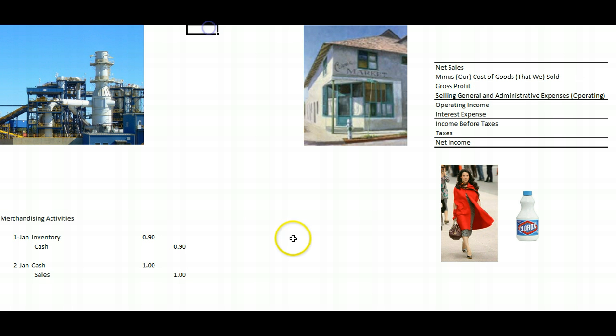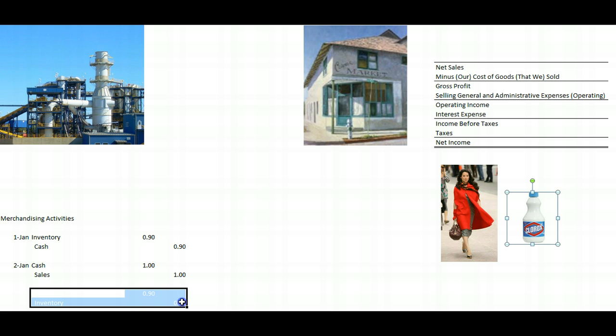Now if we're in the perpetual inventory system, we also perpetually update our inventory. So what's happened to this bottle of bleach is it has come out of our inventory and gone home with our customer. So we're going to have to book that decrease in our inventory account. So what we do is we credit inventory for 90 cents. That's what that bottle of bleach cost us. And we debit cost of goods sold for 90 cents. Cost of goods sold is an expense account. Expenses are debits, expenses are debits, expenses are debits. So it makes sense that this cost of goods sold account would increase with a debit.